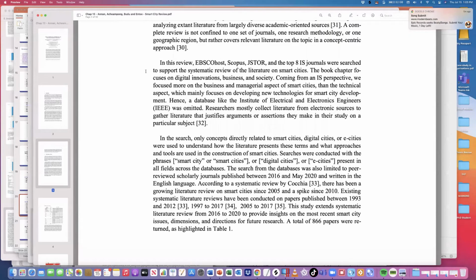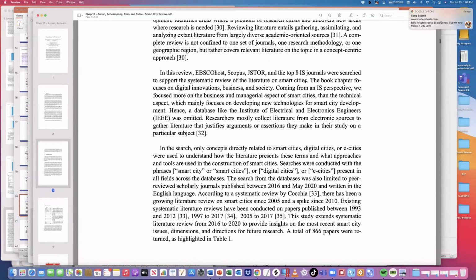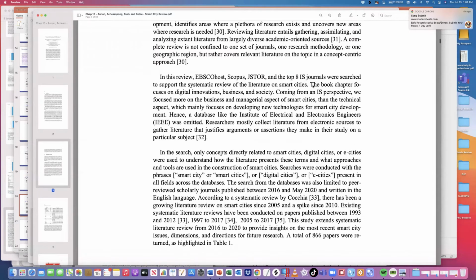Yes, Prof. Okay. In this review, EBSCO, Scopus, JSTOR, and the top 8 IS journals were searched. So you see, he chose these ones. But sometimes they push you down. We have to justify. Usually, when you say the top 8 IS journals, we understand why you're choosing them. But if you look at the book, the book chapter focuses on digital innovations, business and society. Coming from an IS perspective, we focus more on the business and managerial aspects of the smart city. So he's justifying why he is using his work.